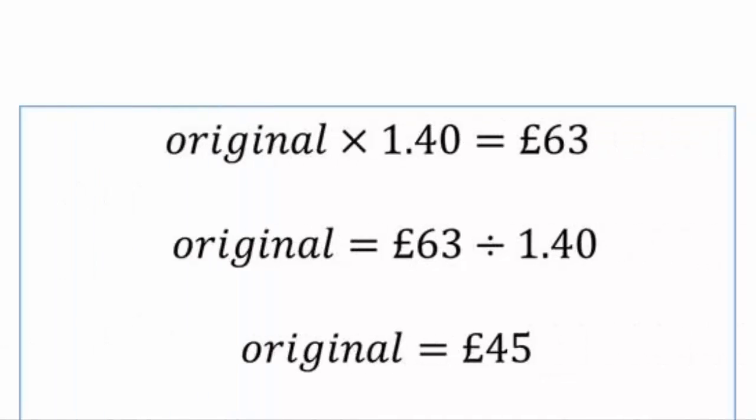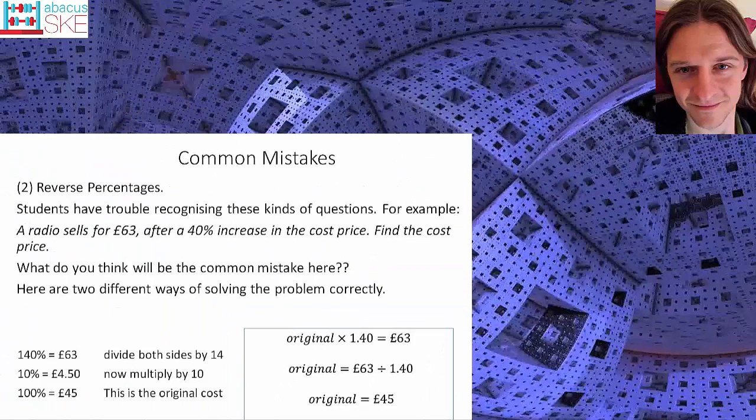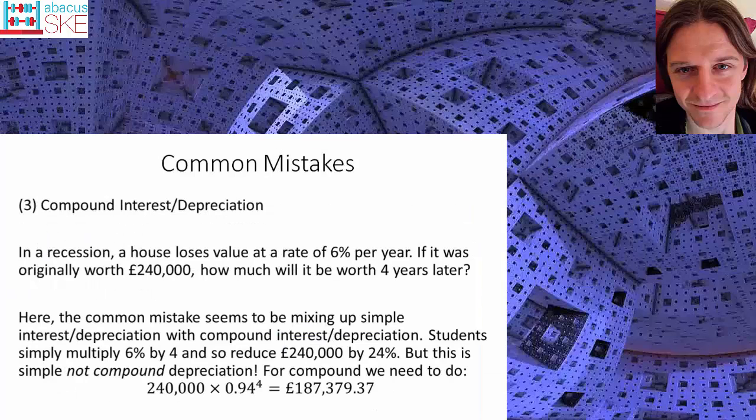The other way of looking at it is a percentage multiplier, setting up an equation method. I simply argue that the original cost was multiplied by 1.40 and our answer was 63. So if we want to work out the original, we need to do 63 divided by 1.4, and that will produce the original cost, which was £45. Okay, I hope that helped, and I hope you can see that there will be times when you're teaching reverse percentages where students get very confused.